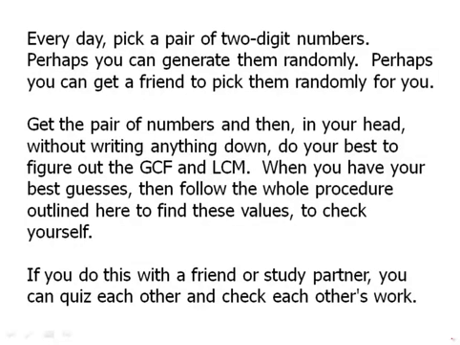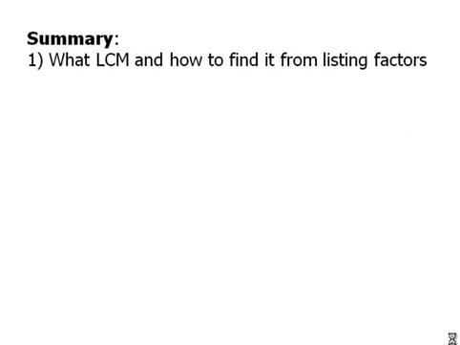Get the pair of numbers, then in your head, without writing anything down, do your best to figure out the greatest common factor and the least common multiple. When you have your best guesses, then follow the whole procedure outlined here to find these values to check yourself. If you do this with a friend or a study partner, you can quiz each other and check each other's work. And of course, the point is to develop your mental math abilities, develop your intuition, so that sometimes you'll just see the greatest common factor. You won't have to rely on a procedure to get it.